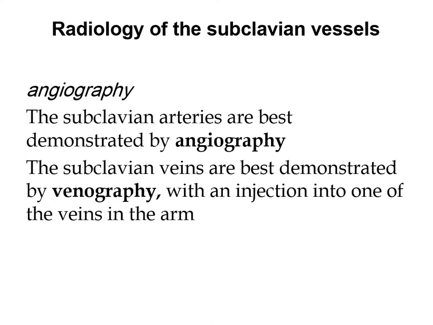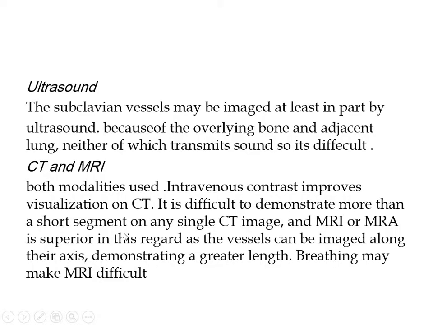Radiology of the subclavian artery: angiography and venography. The subclavian vein is best demonstrated by venography with injection into one of the veins in the arm. Ultrasound is used for demonstration of the subclavian vessels, but they may be imaged only in part, because the overlying bone and adjacent lung do not transmit sound. It is difficult to image by ultrasound because of the bone covering it.